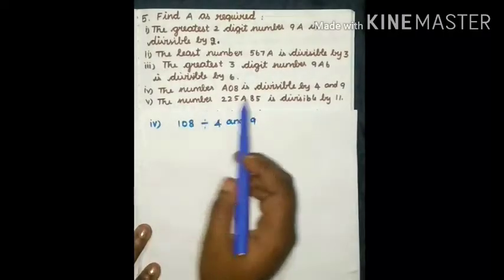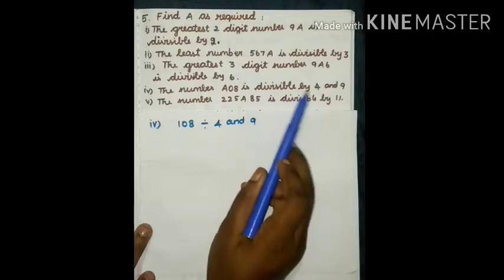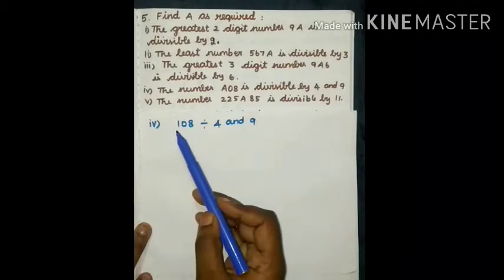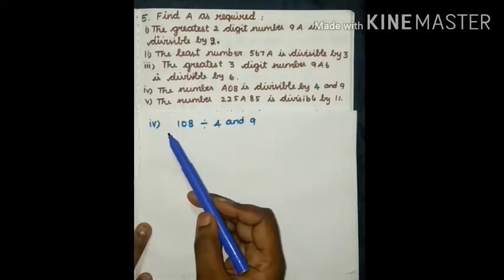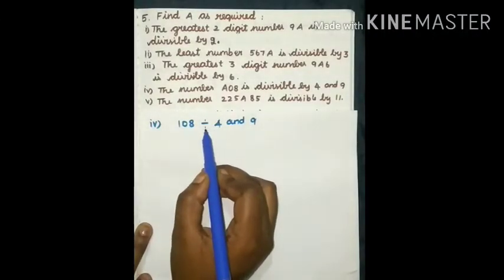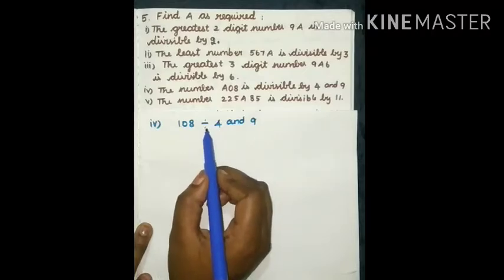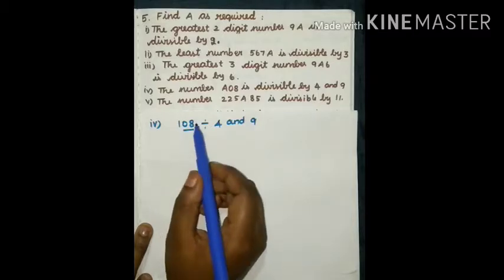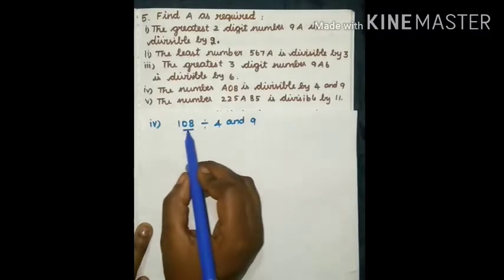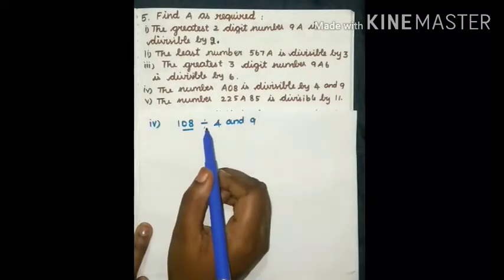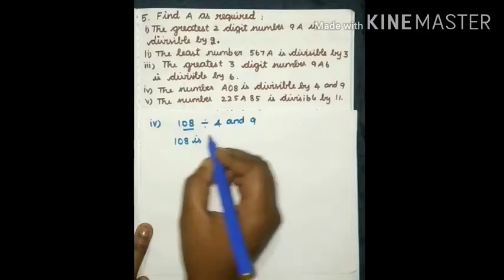Fourth sum. The number A08 is divisible by 4 and 9. Let's start with the least number 1. Substitute A value as 1 and check whether it is divisible by both 4 and 9. Let's check for 4. A number is divisible by 4 if its last 2 digits are divisible by 4. Here the last 2-digit number is 08, which is considered as 8. 8 divided by 4 is 2. So 108 is divisible by 4.